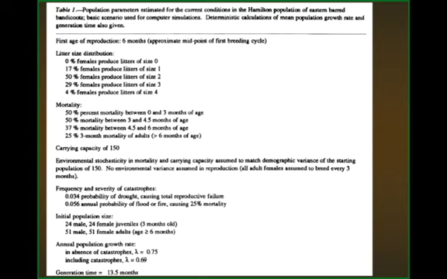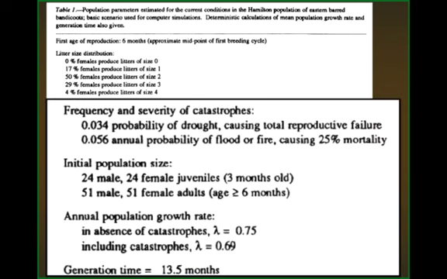If we go back, we can see that there are various things in there. One of the things they didn't include was genetic stochasticity. They didn't include anything about genetics in this study, but they did include a lot of other things. And this is just blowing up the bottom part of that table, showing that they included things like the frequency and severity of catastrophes, what the initial population size was, the annual population growth rate, and the generation time.